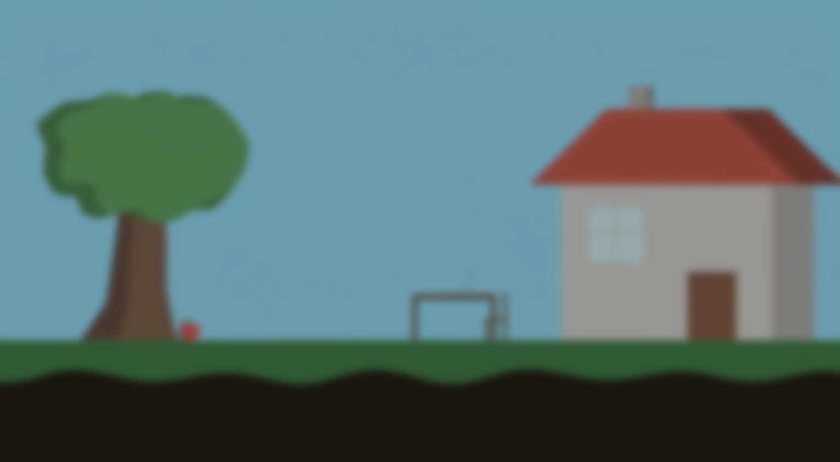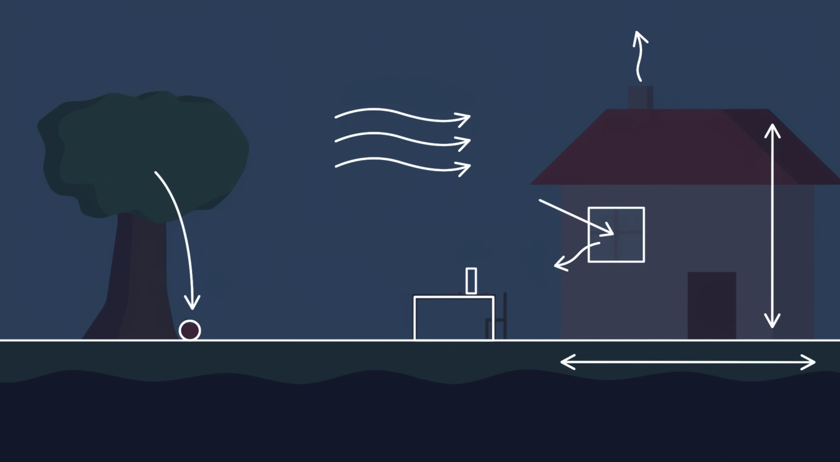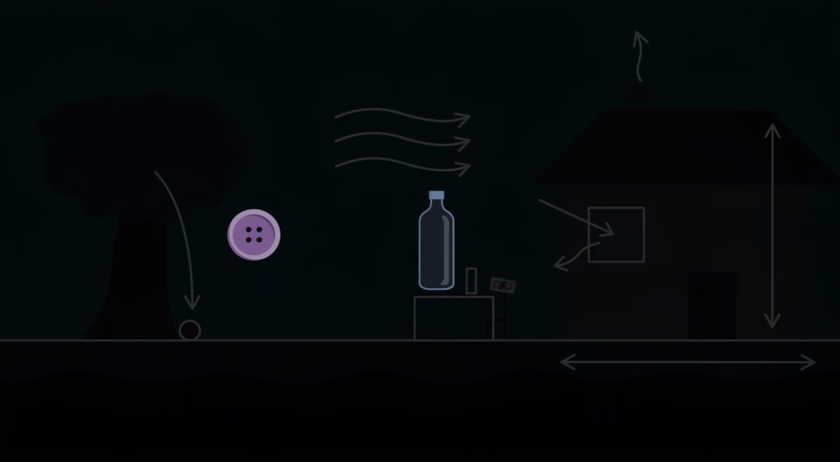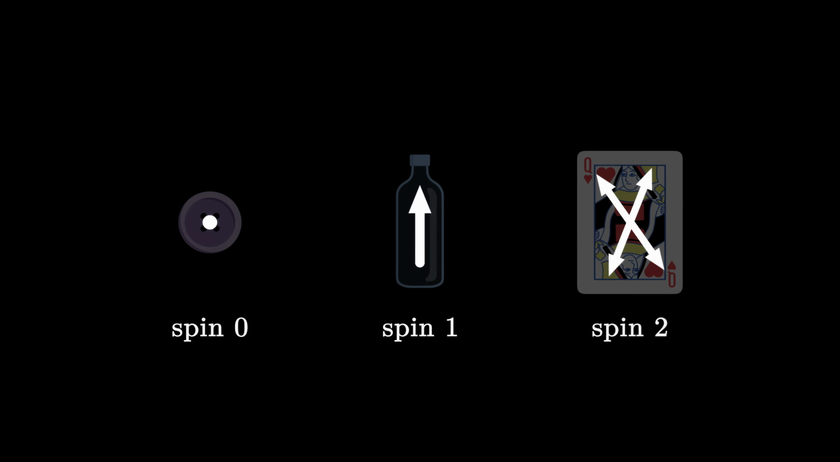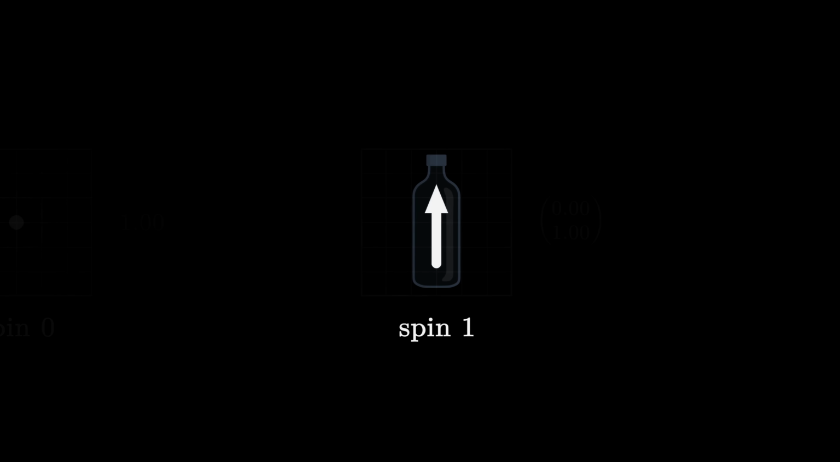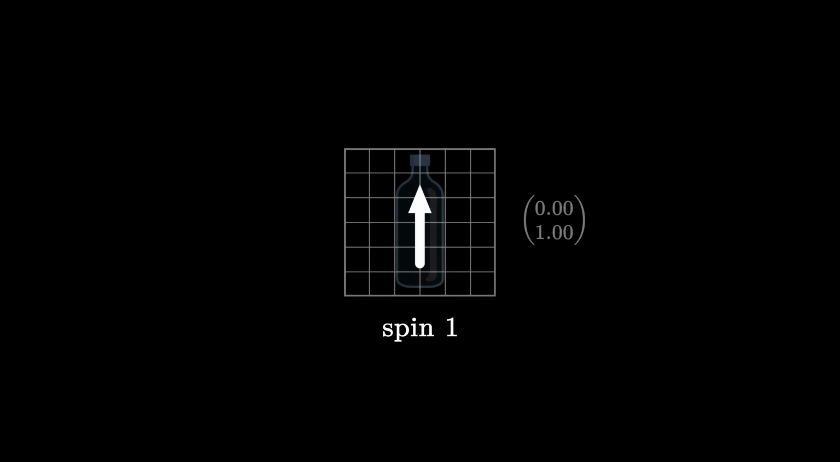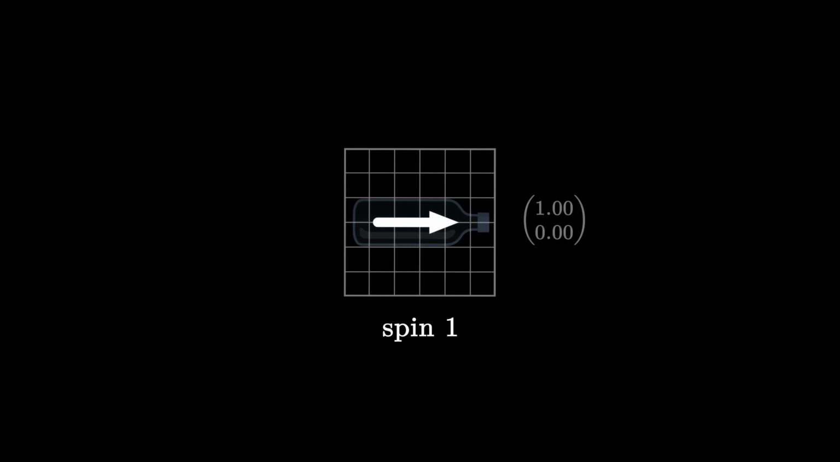In order to make calculations and predictions, physicists want to model the world in the language of mathematics. Instead of buttons, bottles, or playing cards, they look to mathematical tools to describe objects. A spin 0 object will generally be modeled as a point or a number, which has no orientation and always keeps the same state. A spin 1 object will generally be modeled by a vector, a sort of arrow which changes when it is rotated.